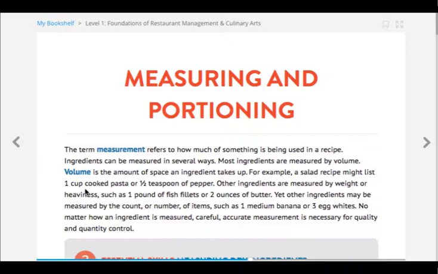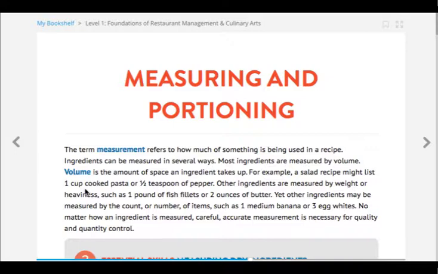Alright, so we're going to be looking at measuring and portioning. The term measurement refers to how much something is being used in a recipe. You can measure ingredients in several different ways. Most ingredients are measured by volume, and that is the amount of space it takes up. For example, if you're using a 1 cup measuring cup and you're measuring sugar, you're going to fill that volume in the cup full of sugar.